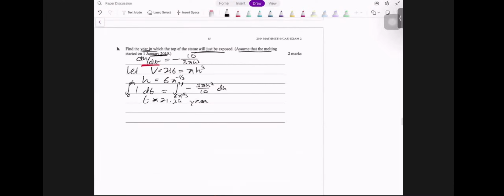But remember, the question is asking for what year. So if you add that to 2010, then you will get around 2031.29. And so basically you're looking at this year. So therefore we can conclude that at 2031, the top of the statue will be exposed.